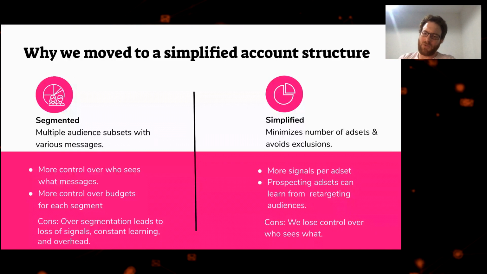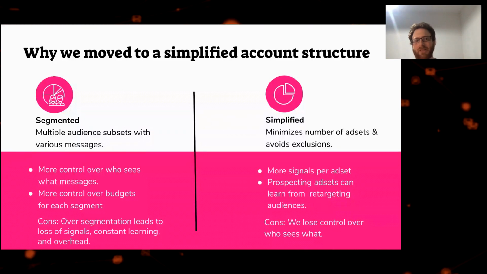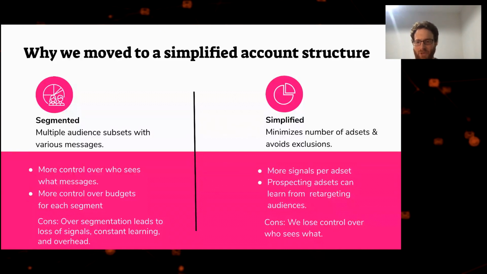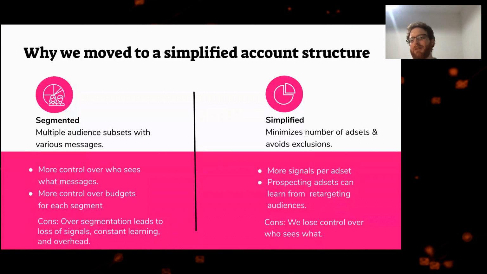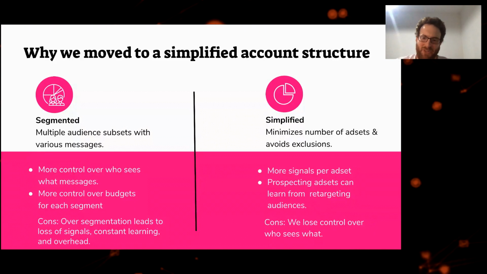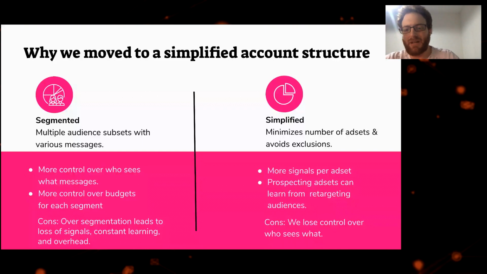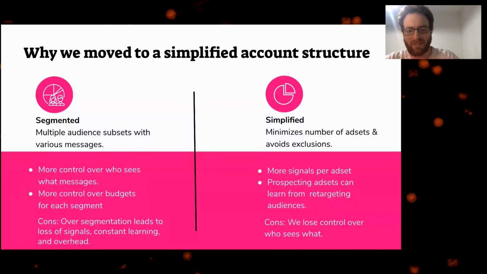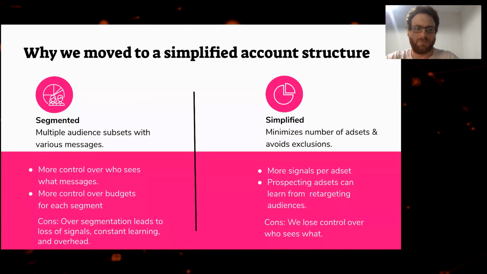With a simplified approach, it's just the opposite. The problem with it is that we lose control over which audience sees what message, which is really crucial and really hard to give up. On the other hand, we gain more signals for each ad set, and that's really important in days of post-iOS 14 when the system needs as much signal as it can have in order to learn. And if we go to the most extreme version of a simplified account structure that avoids exclusion, we also have the benefit of having prospecting ad sets learn from retargeting audiences, which is something I'm about to discuss in the next slide.